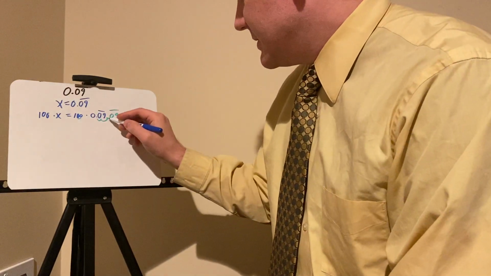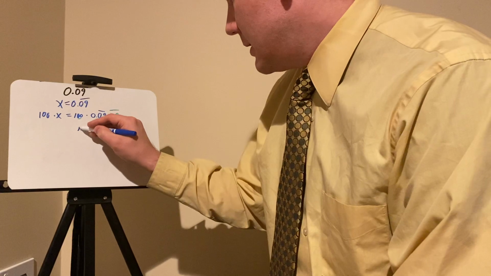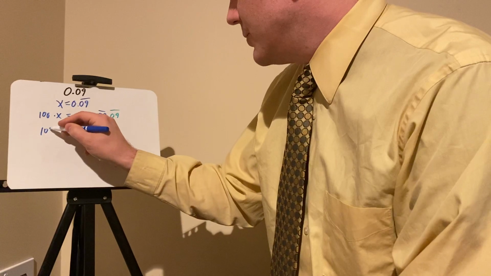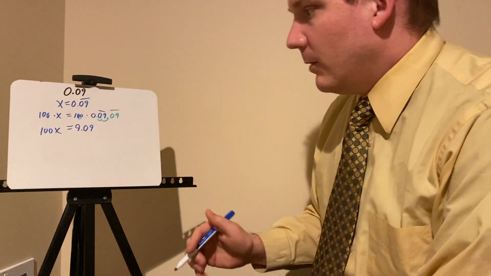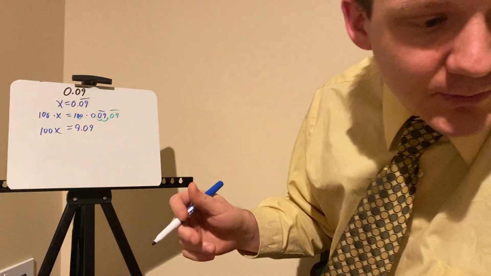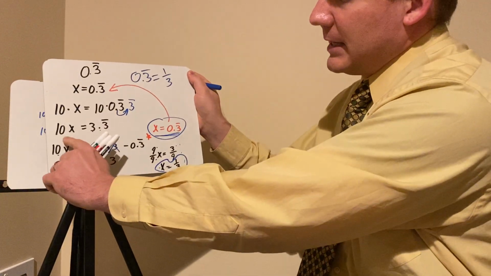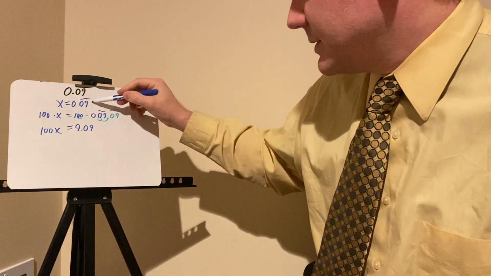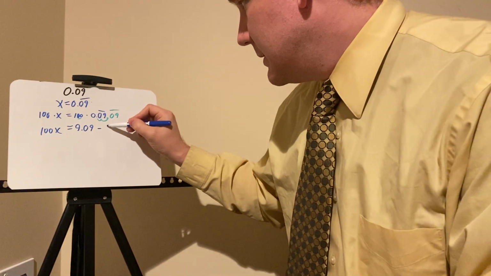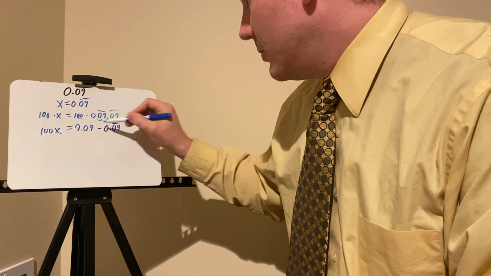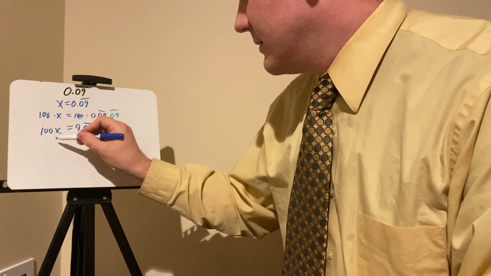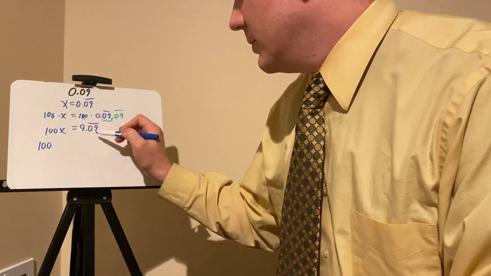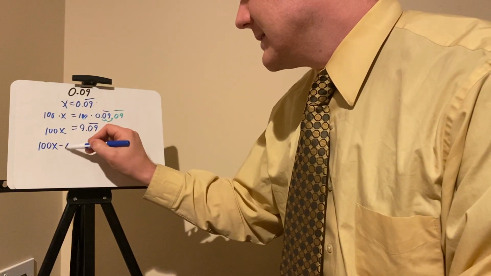So this ends up equaling 9.09 repeating. 0.09 repeating is going to equal 100x. Now, I do the same thing I did in the last one, in the last example, where I got 10x equals 3.3. I subtracted the repeating part. The repeating part is 0.09. So I do minus 0.09 repeating. Oops, I forgot the repeating point. And instead of doing minus 0.09 repeating, I do 100x minus x.